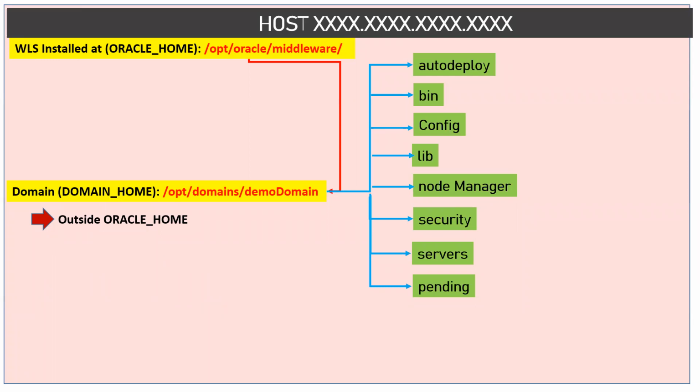So you have these important directories when we install our domain. What is the use of each one? The first one is your autodeploy. This autodeploy directory is only applicable when you are creating your domain in development mode.